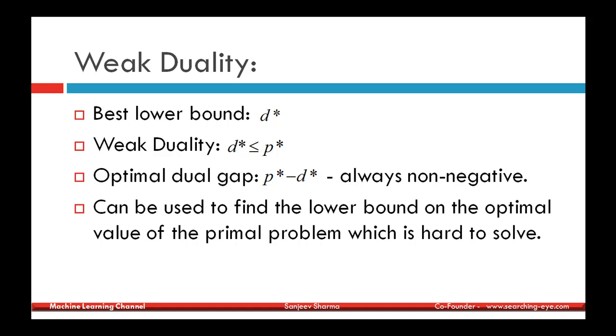And this can be used to find the lower bound of the optimal value of the primal problem, which is hard to solve. The value of d star can be used as the lower bound on the optimal value of the primal problem, and you can see in many of the continuous relaxation problems like SDP relaxation and Lagrangian relaxation problems, you will find that it's almost impossible, or it's very hard to solve the primal problem, and therefore a general approach is to find the best lower bound on the primal problem.